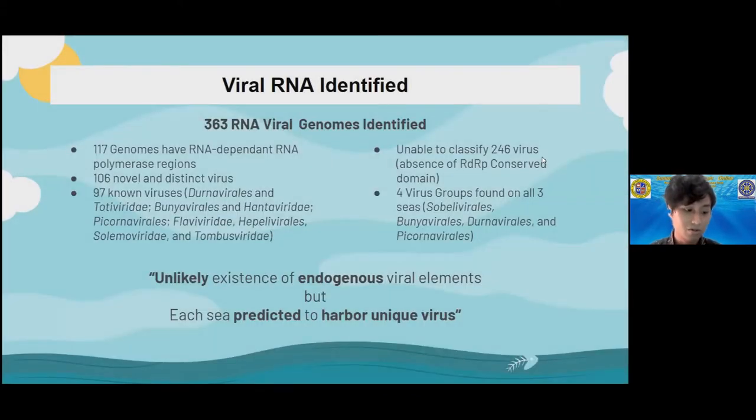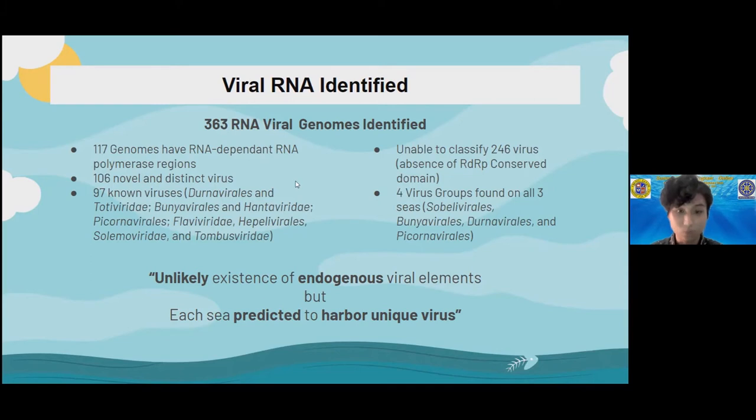And then throughout this study, it was revealed that 117 genomes have RNA-dependent RNA polymerase, or RdRp for short, regions. And then they found about 106 novel and distinct viruses, so it's kind of like newly identified viruses. The known viruses number up to 97, in the groups of Durnavirales, Totiviridae, Bunyavirales, Hantaviridae, Picornavirales, Flaviviridae, Ephemerovirales, Solemoviridae, and the last one is Tombusviridae.